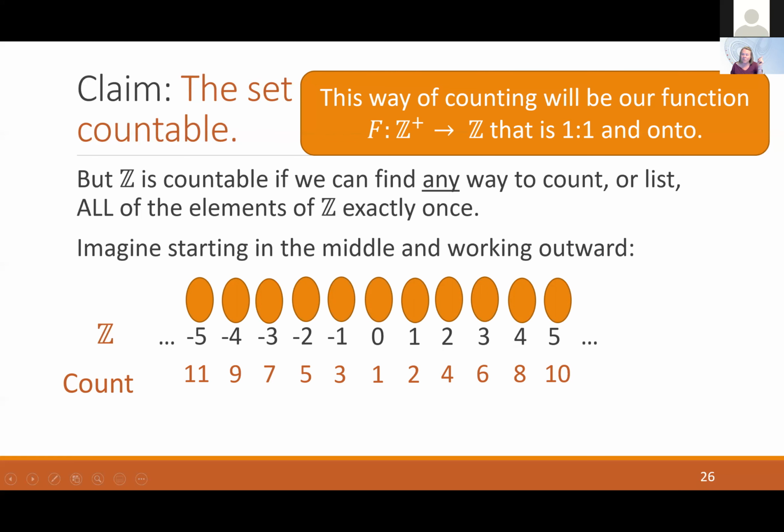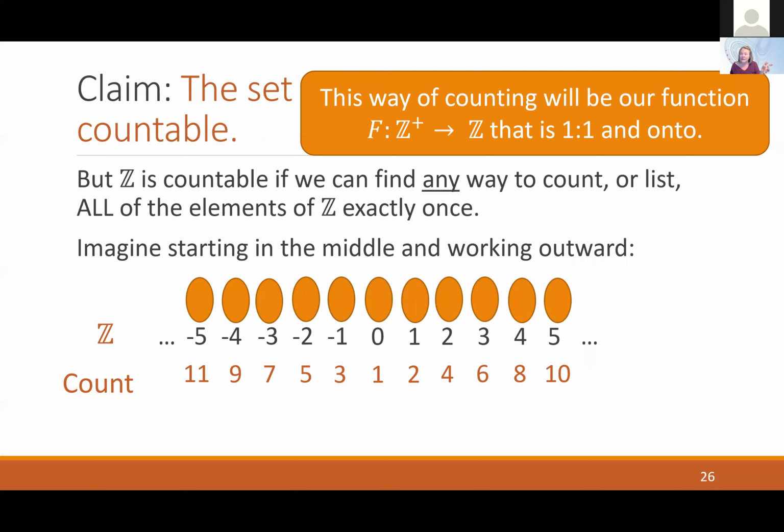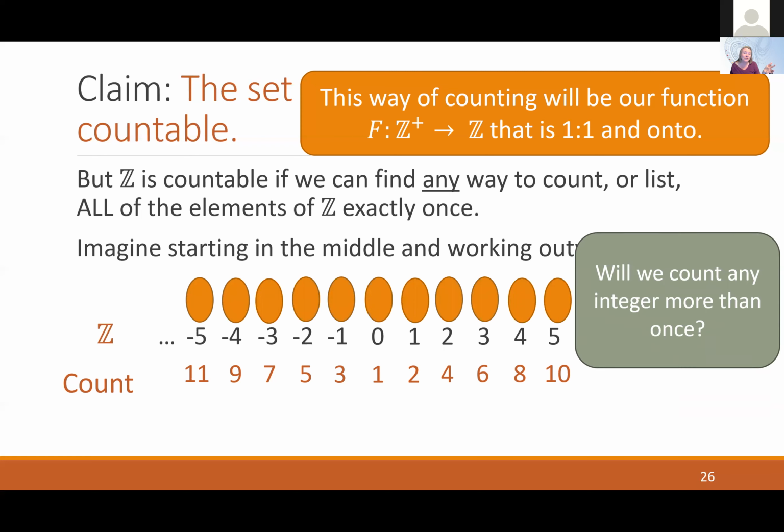So first of all, will we eventually list all of the integers using this method? In other words, will this method get everything in the codomain? Yes, because we're doing this very methodically and making sure that we're not skipping any. And will we count any integer more than once? No, we won't.